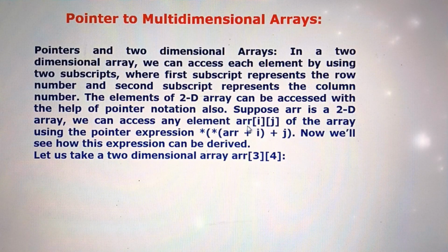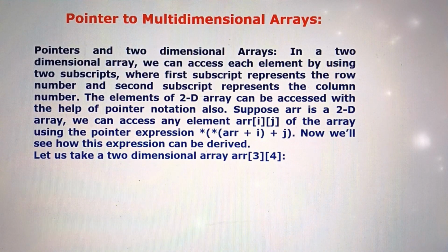We already know how to access the double dimensional array using the array name: ARR, the subscript for row, and column number. Like this we can access the elements of a double dimensional array, which we have already studied. Then how do we access the elements of the array using pointer notation? We have to write it like this.